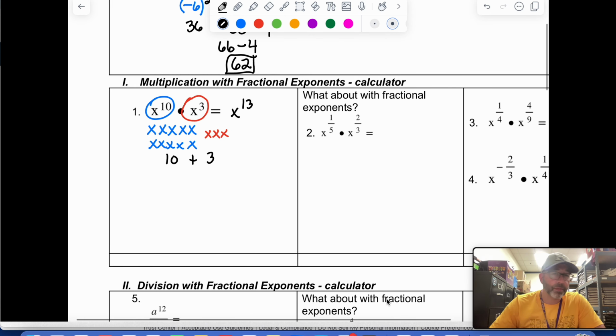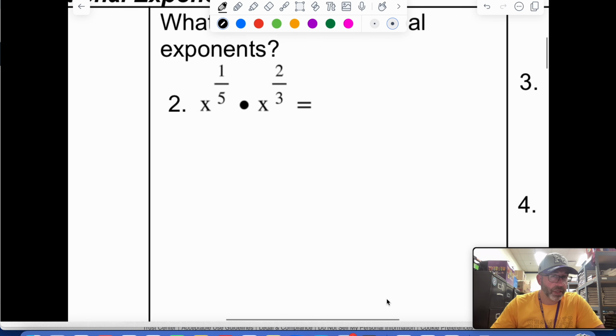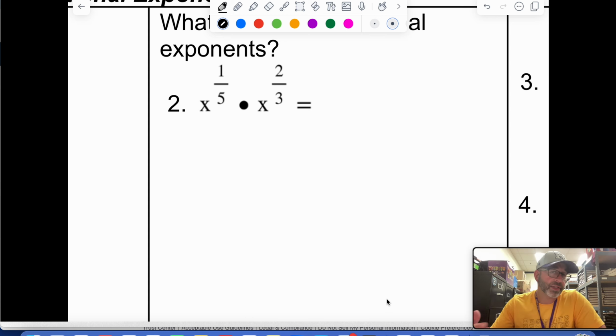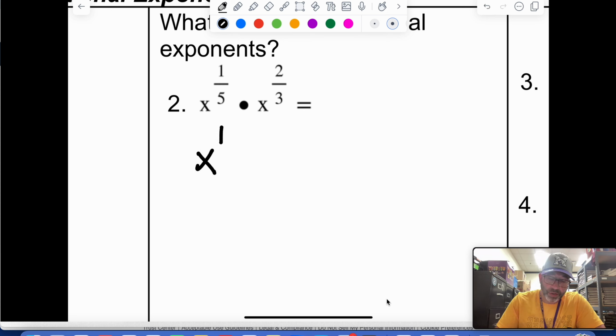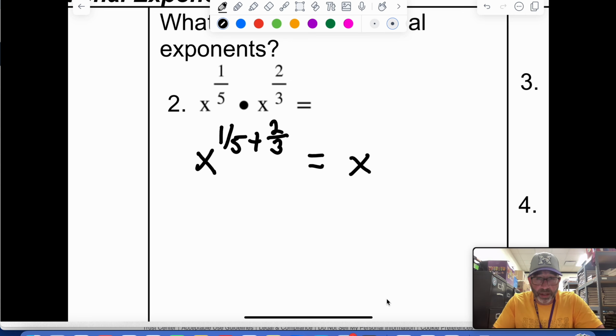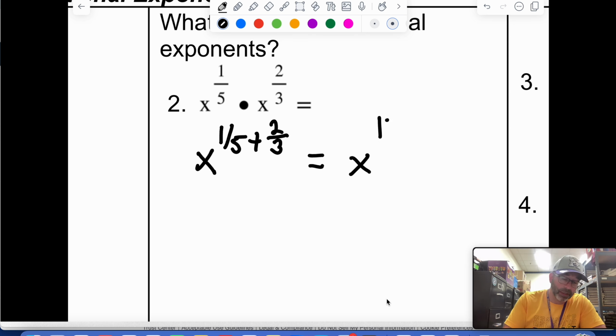So when we take a look at problems with fractions, don't be fazed by the fractions. The process is still exactly the same. This is like if I had a 5 right here and a 2 right here, you would take those and say 5 plus 2. And since we have fractions here, you're still going to do the same thing. You're going to say 1/5 plus 2/3. So again, this is where you might want to use a calculator. But if we did this, it would be 3 plus 10, so it's going to be 13 over 15 when we add these together.